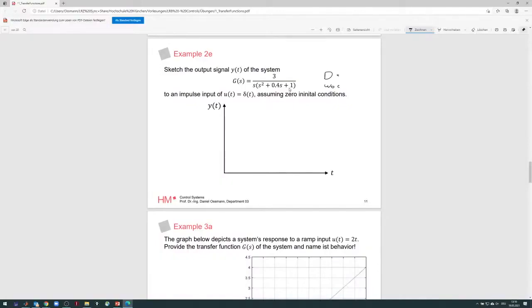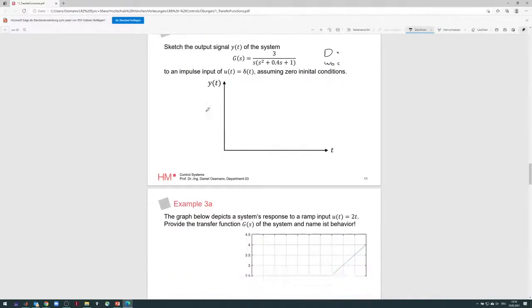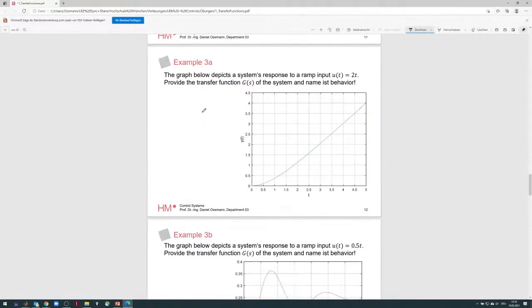Okay, so what else do we have? 3A and 3C. Okay, let's go over these ones. The graph below depicts a system response to a ramp input. Provide the transfer function. Okay, so what do we see? We know that our input is a ramp and has a Steigung of 2, right? So this is T and this is U.